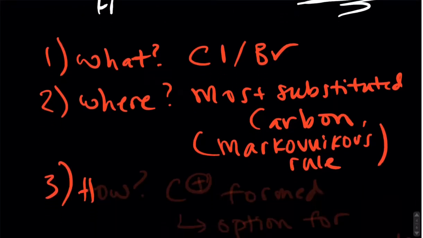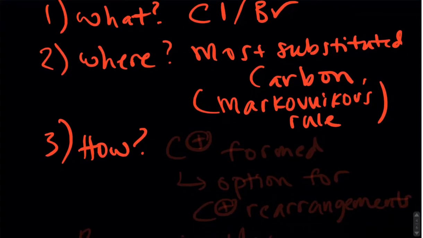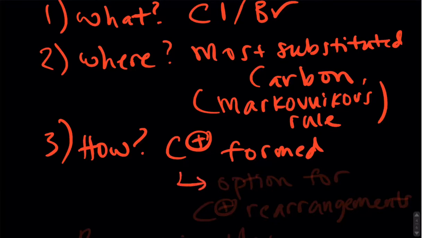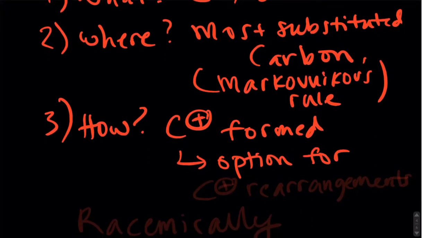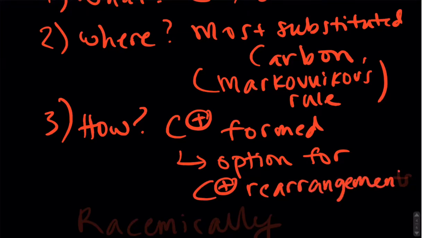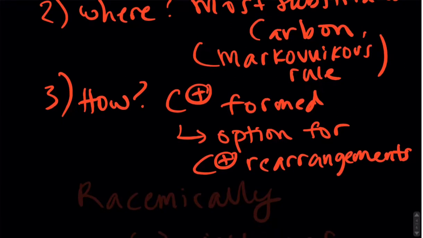And how we can talk about a couple things here. So the first thing is that we want to talk about the fact, this is a very important thing, that a carbocation was formed. So the formation of a carbocation really is an important thing, because, we'll talk about this later as well, that gives us the option for carbocation rearrangements. And I'll make a video on that later.